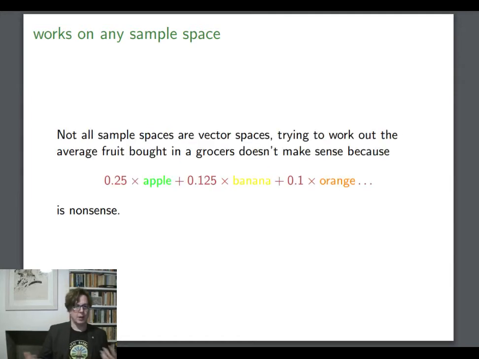If you were looking at the expected fruit or vegetable that you get, if you went into a fruit and veg shop and picked vegetables and fruit at random from the shelves, well, you might be able to work out, a quarter of the time maybe you get an apple, and an eighth of the time a banana, etc. But that doesn't mean that you could work out the expected fruit, because 0.25 times an apple plus 0.125 times a banana is nonsense.